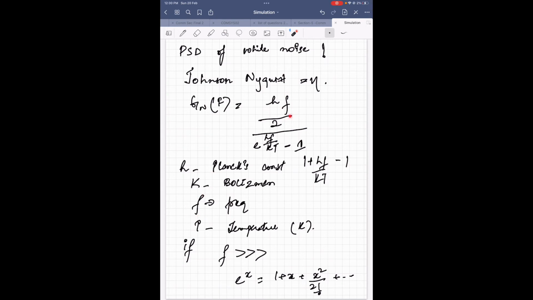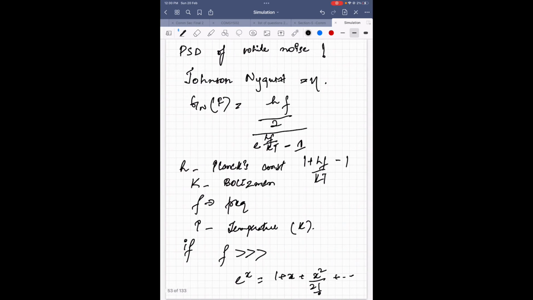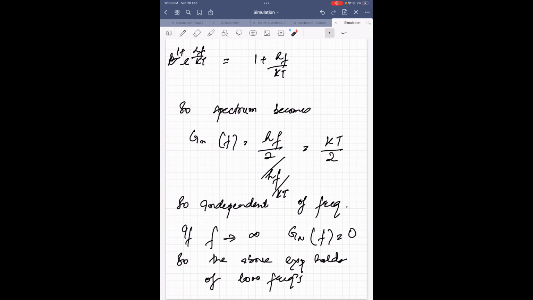If f is very small, we can approximate e raised power x as 1 plus x plus x square by 2 factorial. So, e raised power hf by kt will become 1 plus hf by kt. And then 1 plus hf by kt minus 1, so 1 and 1 will go. In the denominator, we will have hf by kt. So if we simplify this equation, the power spectral density of noise will be kt over 2.